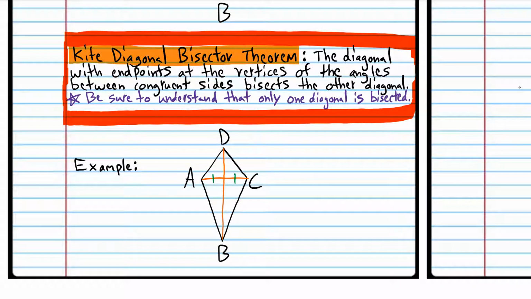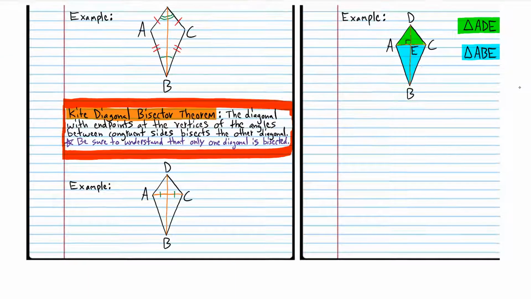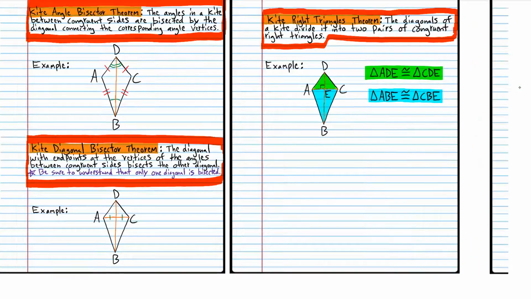Now, it's extremely important to understand that this diagonal is not bisected. You can see that just by looking at it. But this diagonal is bisected, so that means that this length is equal to this length. But again, only one diagonal is bisected.